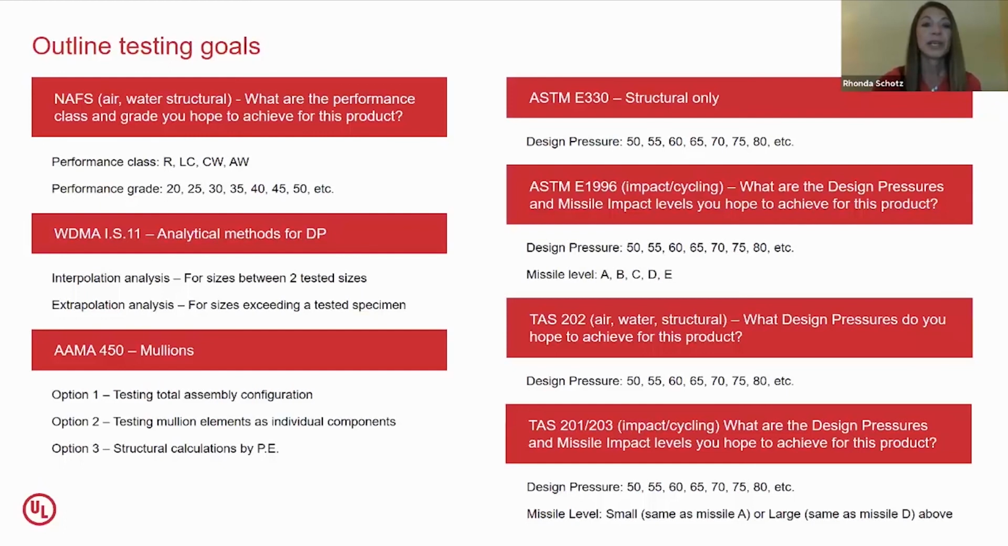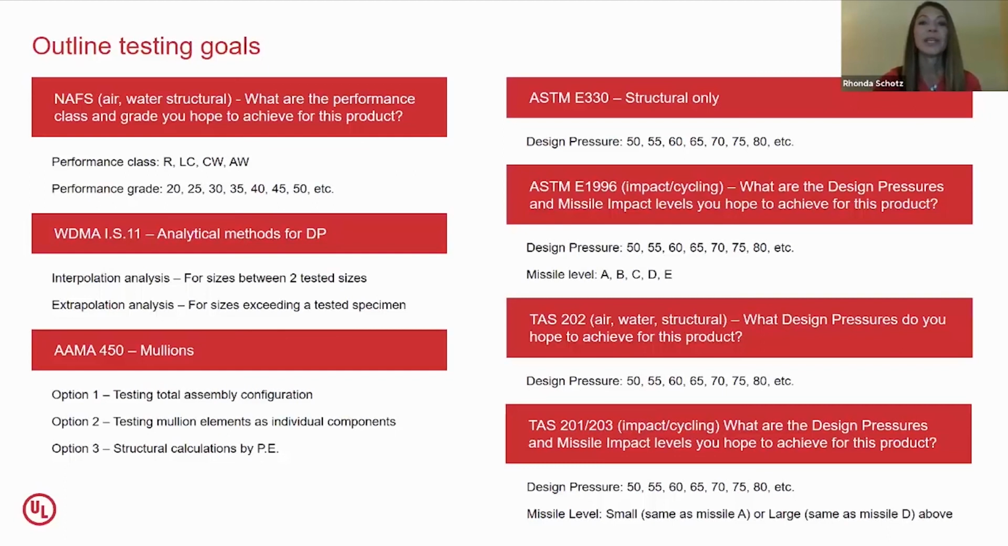There's interpolation and extrapolation. AAMA 450 gives you three options of getting a rating for your mullions. You can test the total assembly configuration, or option 2 is testing the mullion elements as individual components, or option 3 with structural calculations by a PE. Also, ASTM E330 is used for structural performance only. Again, you need to know what design pressure you want your products tested to.